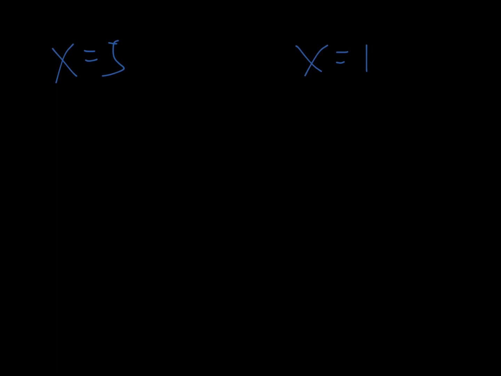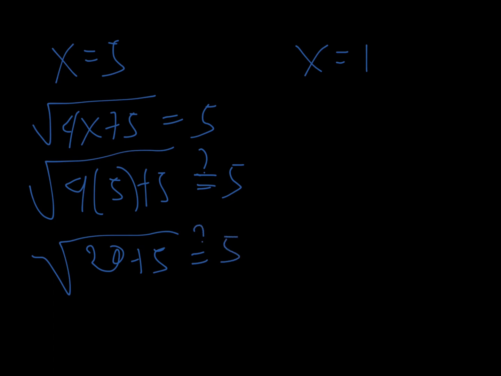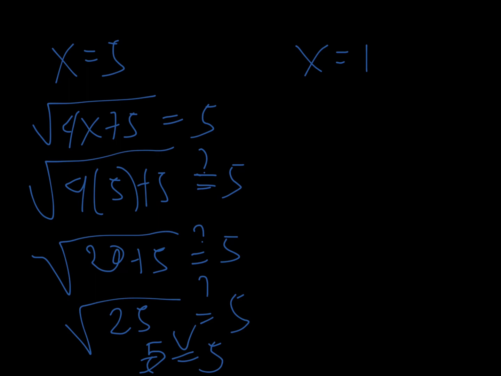Let's now check the solutions. The square root of 4x plus 5 is equal to x, where x is 5. Now the square root of 4 times 5 plus 5 is equal to 5. Let's try to prove if they are correct. The square root of 20 plus 5 is equal to 5. So the square root of 25 is equal to 5. The square root of 25 is 5, is equal to 5. Therefore, it is correct.